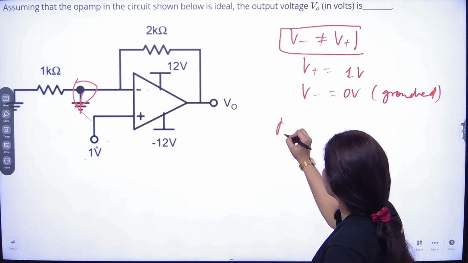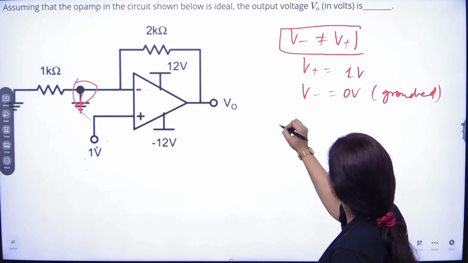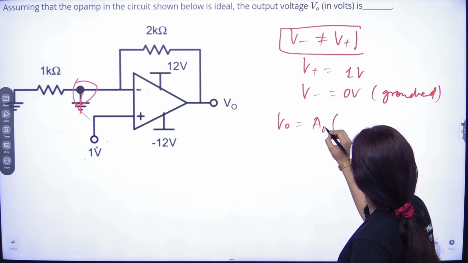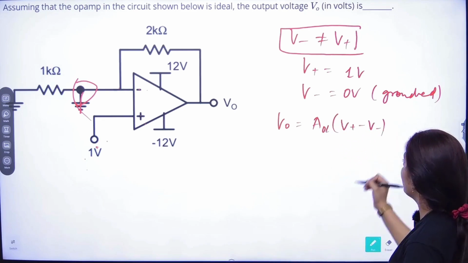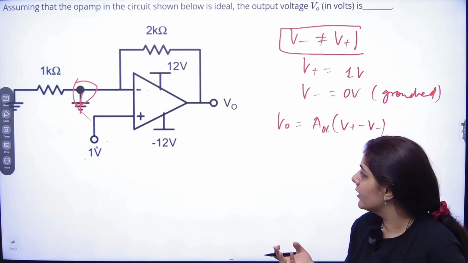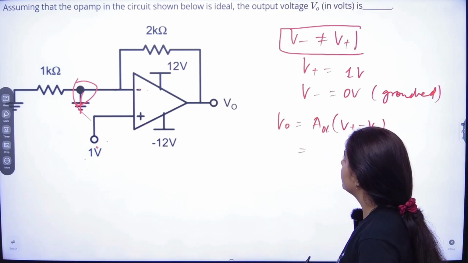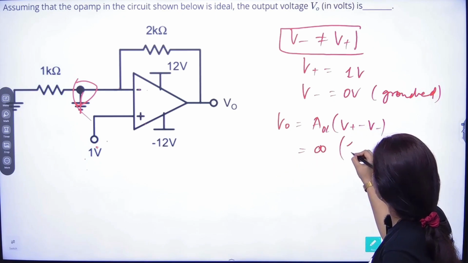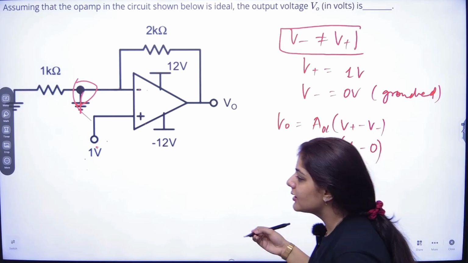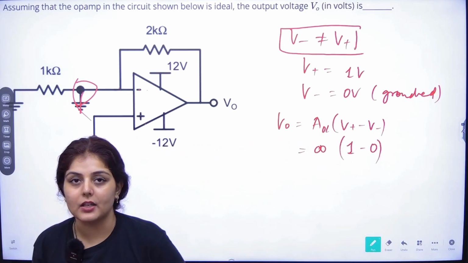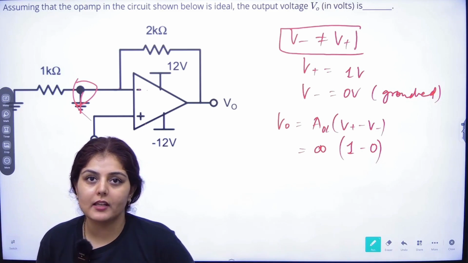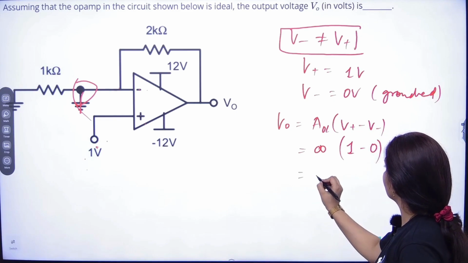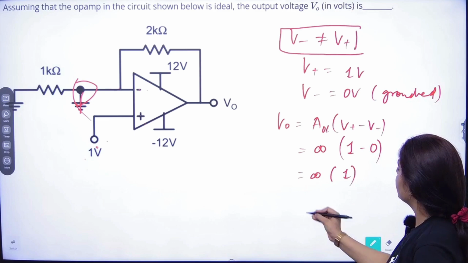We know that the output is equal to what? Just calculate the open loop gain times V positive minus V negative. We know that this is how we calculate the output. Now gain is what? Gain is infinite. V positive terminal is 1 minus 0. This is how we calculate, right? If we know both the values of input and output, we can directly put them. In the previous cases, we usually don't know, right? So in this case, what will it be? Infinite into 1. So what is this?